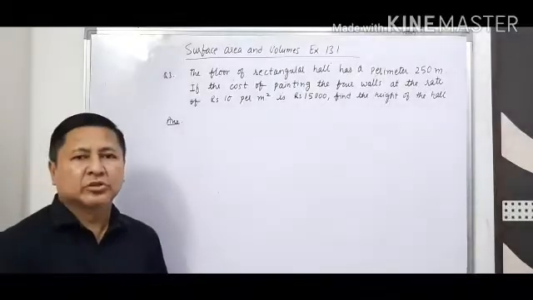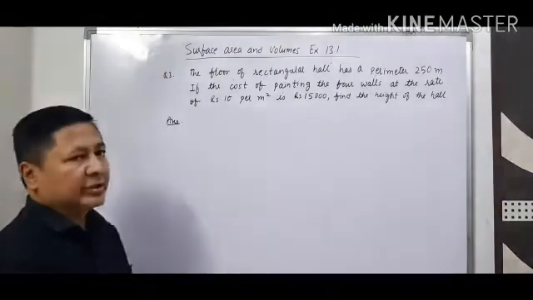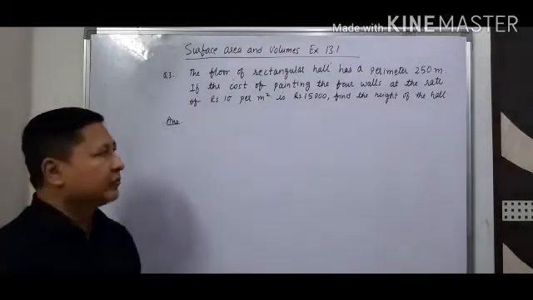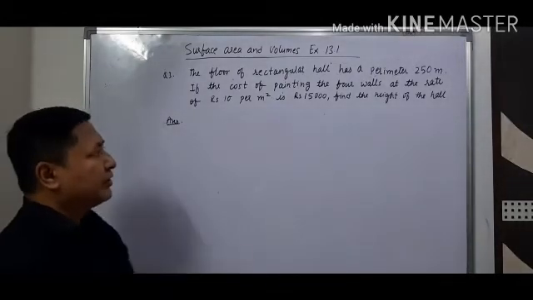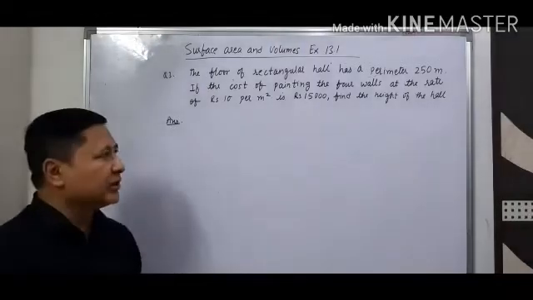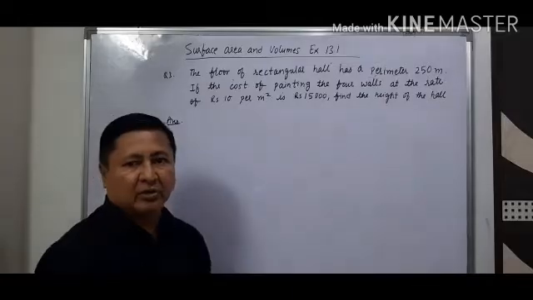Let us solve question number 3 of exercise 13.1. The floor of a rectangular hall has a perimeter of 250 meter. If the cost of painting the four walls at the rate of rupees 10 per meter square is rupees 15,000, find the height of the hall.